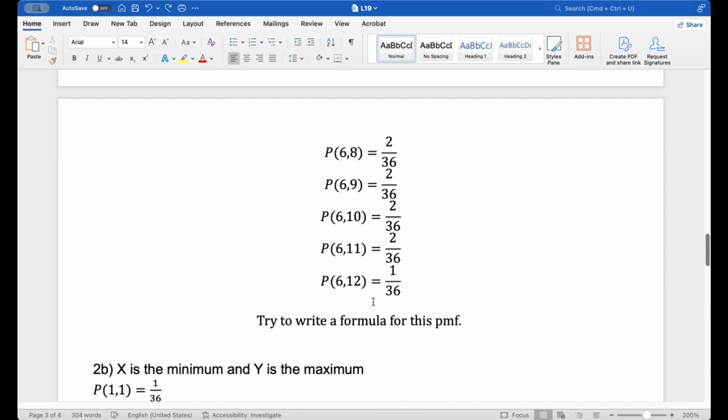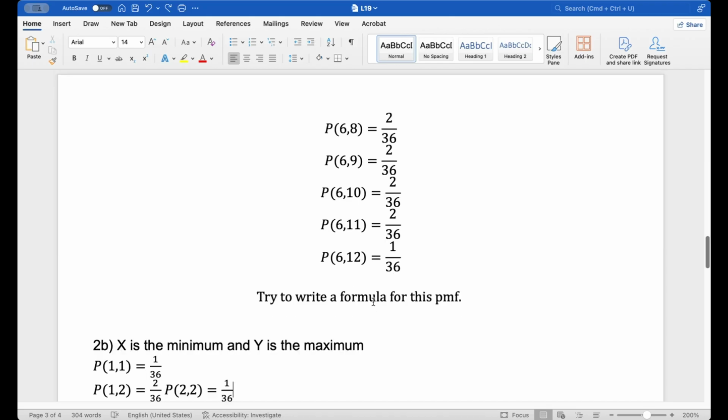All right, part B of this question. Now, this time we're going to make X the min and Y the max. So it's the min and max of the face values. If X is the minimum and Y is the maximum, then the only way out was (1, 1). That's 1 out of 36. If X is 1 and Y is 2, then we could have had (1, 2) or (2, 1). So there are 2 ways to do that.